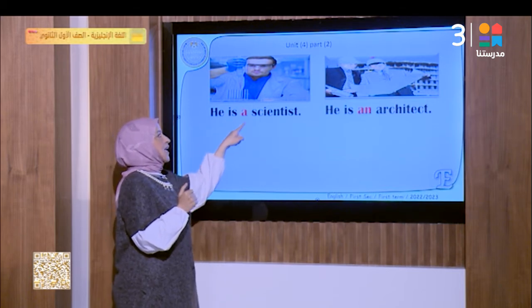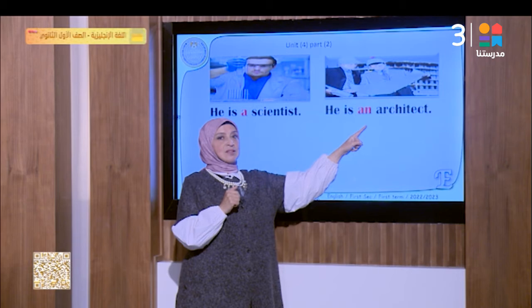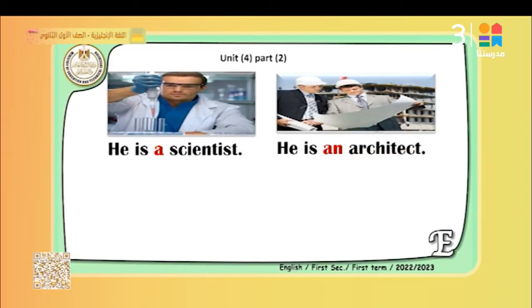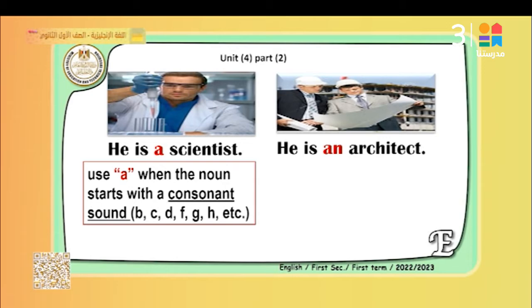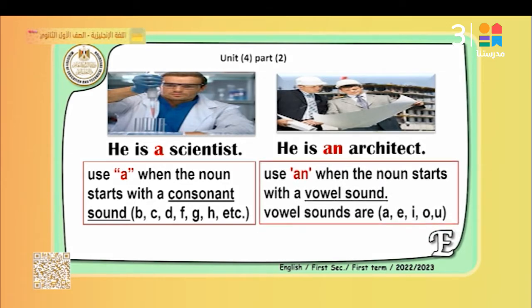So here we say, he is a scientist. He is an architect. Here we use a because the word scientist starts with the letter S, a consonant. And here we use an because the word architect starts with the letter A, a vowel. So when do we use a? We use a in front of a noun that starts with a consonant sound, like B, C, D, F, and so on. These are consonants. What about an? An is used when the word starts with a vowel, like A, E, I, O, or U. These are the vowels in English.